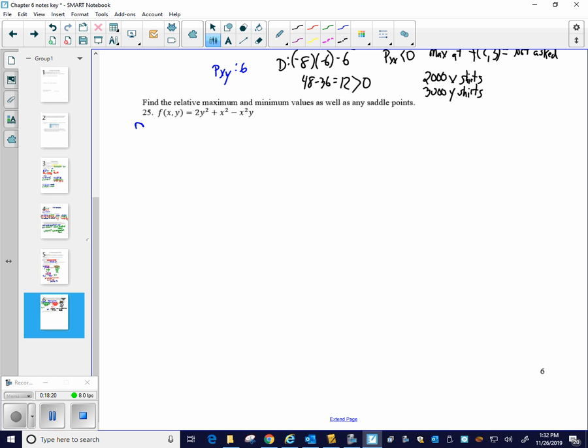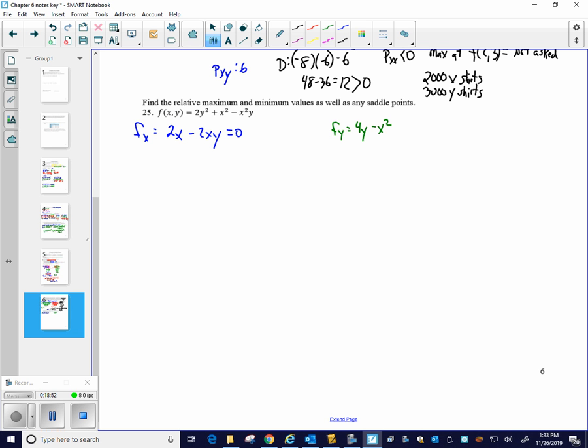We need fx, which in this case, the 2y squared is 0, so the derivative of x squared is 2x. The x squared y is going to be minus 2xy, and that has to equal 0. And then we have to do fy. With respect to y, that'll be 4y. The x squared part is gone. The x squared y is going to give me minus x squared.